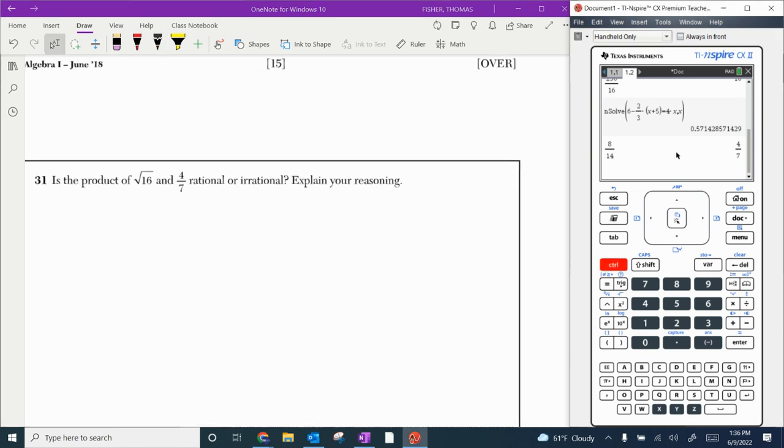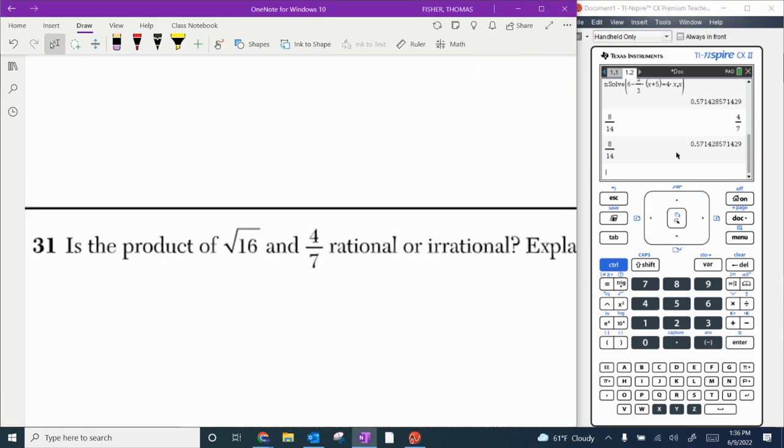It wouldn't hurt to do Control-Enter here and make sure that decimal matches the end solve, and it does, so we're good to go. 31, is this rational or irrational? So square root of 16 is 4. 4 is rational. 4/7 is rational because it's a fraction. If you can write it as a fraction, it's rational.